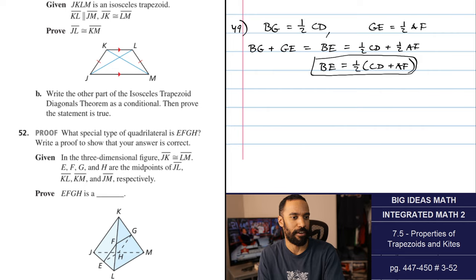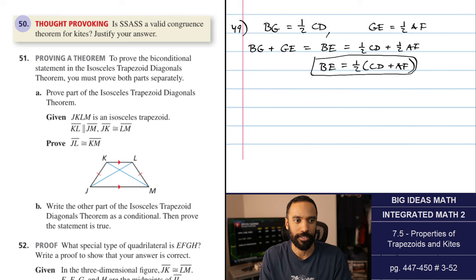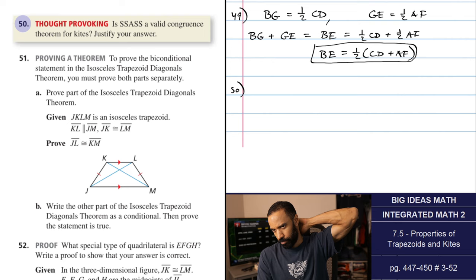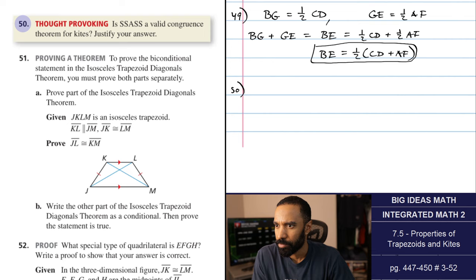Thought provoking. Is side-side, angle-side, side a valid congruence theorem for kites? Justify your answer. I have no idea what the heck they just said. Can I make a kite shape out of these? I don't think so.